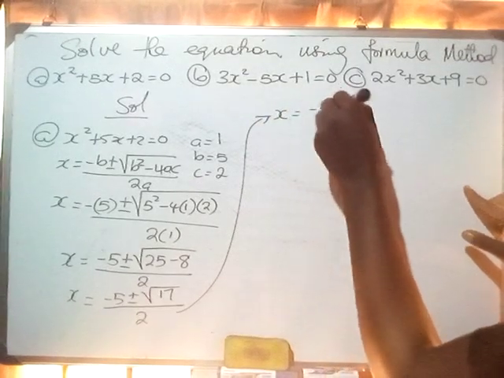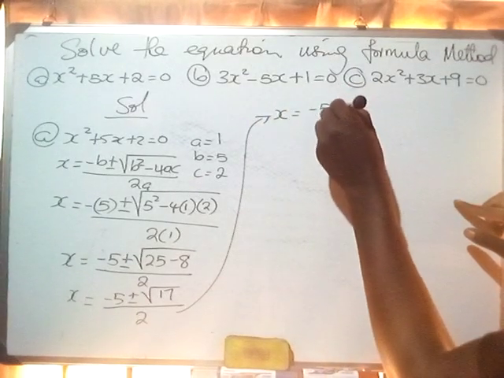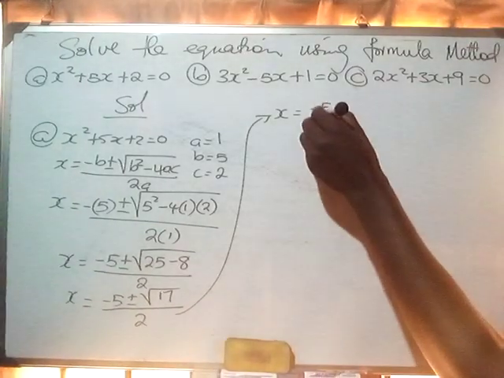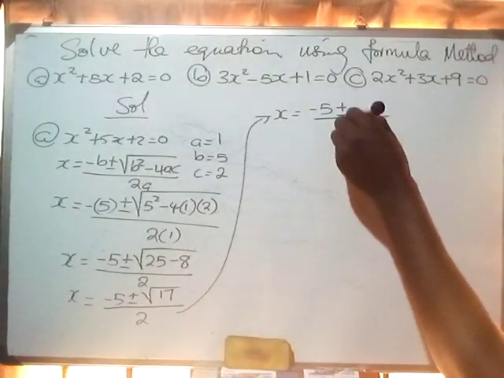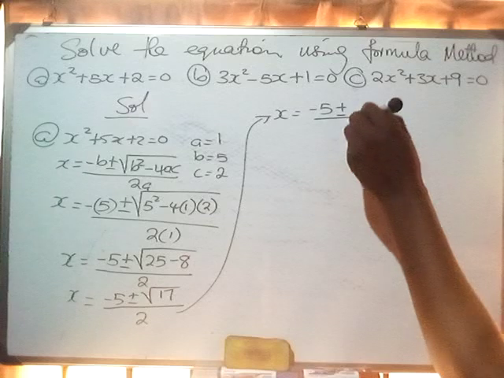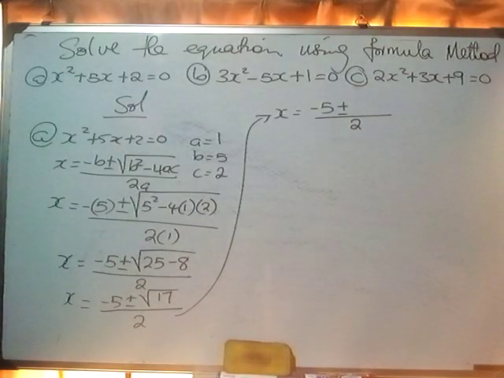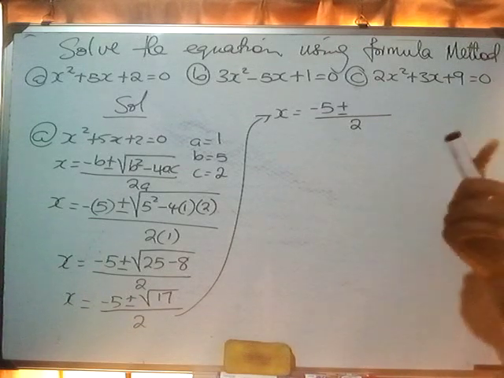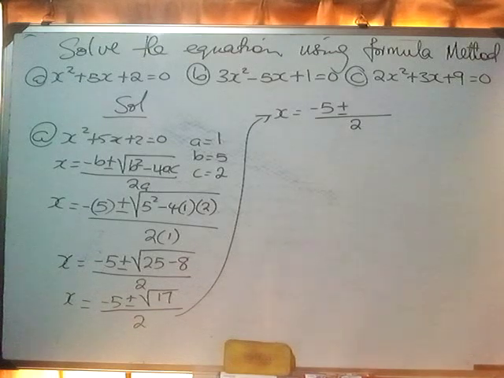Now what is the root of 17? If this question comes in paper 1, you leave your answer just in root form, because you are not allowed to use a calculator. I'm talking about the Zambian syllabus. But if it comes in paper 2 where a calculator is allowed, you can go ahead and punch your calculator. The root of 17 is 4.123.